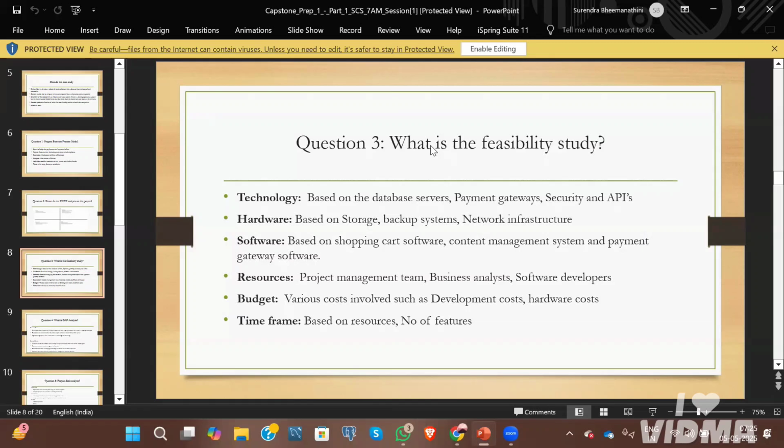Okay. In the point of technology, it is based on the database, server, payment gateway, security, and APIs. Hardware is based on storage, backup systems, network infrastructure. Software is based on shopping cart software, content management system, and payment gateway software. Resources are project manager, team, business analyst, software developer. Budget covers various costs involved, such as development team cost and hardware cost. Time frame is based on the resources and number of features. So while you are conducting this feasibility study, you will be looking into all these parameters, whether it is possible for us to complete this project or not.